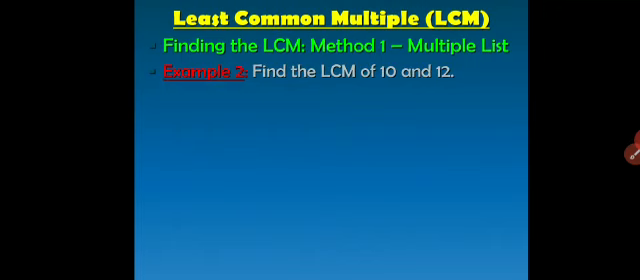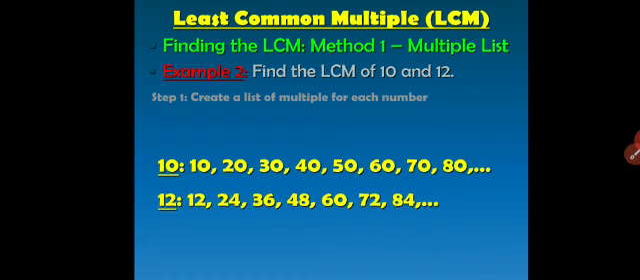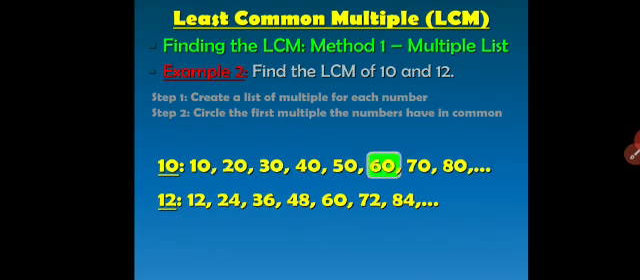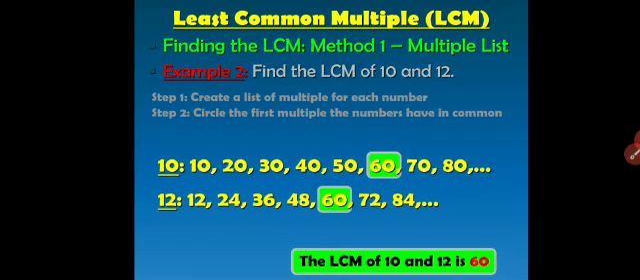Find the LCM of 10 and 12, multiple list. We know we have to create a list of multiples for each number. We have to circle the first multiple the numbers have in common. So the LCM of 10 and 12 is 60, because this is the common multiple of both the numbers and it is the least common multiple.